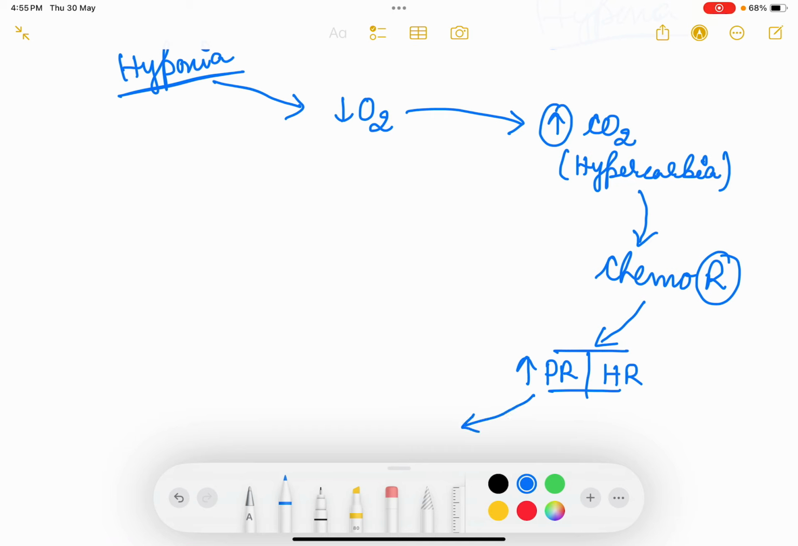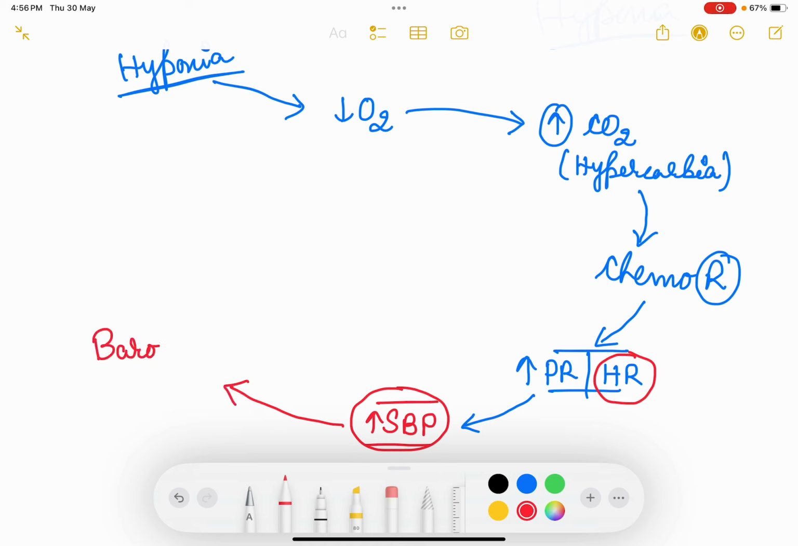Now increase in heart rate, we all know, is directly proportional to the systolic blood pressure. So systolic blood pressure increases, whereas I have already told earlier that diastolic blood pressure is dependent upon peripheral resistance. So that is why heart rate जब increase हुआ तो systolic blood pressure increase हो गया. Now this systolic blood pressure will stimulate the baroreceptors in the body and then baroreceptors will get activated. Baroreceptors are in the aortic arch, aortic sinus, carotid sinus, just near the 10th vagus nerve.